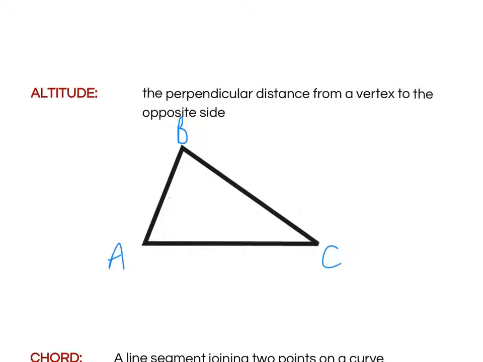So for example, if I'm finding the altitude relative to vertex A, then I would simply be drawing the perpendicular line to the opposite side. So let me try to eyeball that. It's a little bit tricky because it's on an angle. Normally I would want to switch my page around, but I can't exactly do it. So if that's the height relative to A and I've got a perpendicular line to the line BC, then what I've created is an altitude. And of course I could do the same process from vertex C all the way to side AB. So that is altitude.